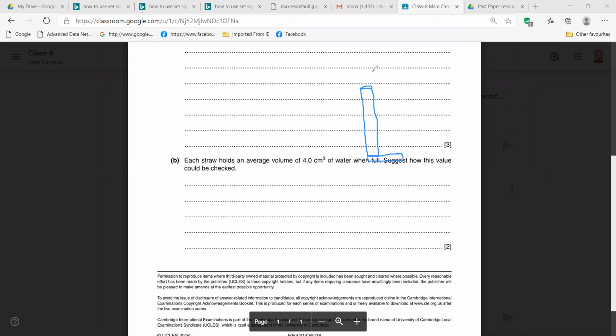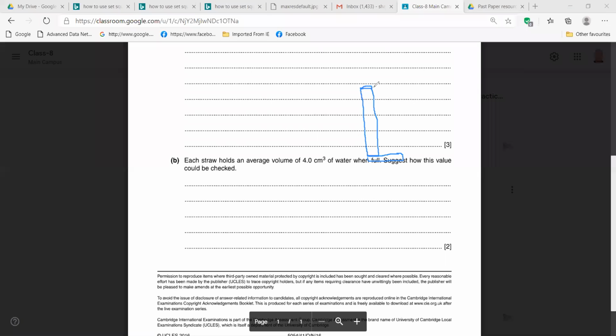Now here you pour some water, and you will see once the straw is filled up, right? Once it is filled up, you keep this water in a measuring cylinder. And this process you can do 5 times, 7 times, 8 times, whatever is possible. If you do 10 times, it is better.